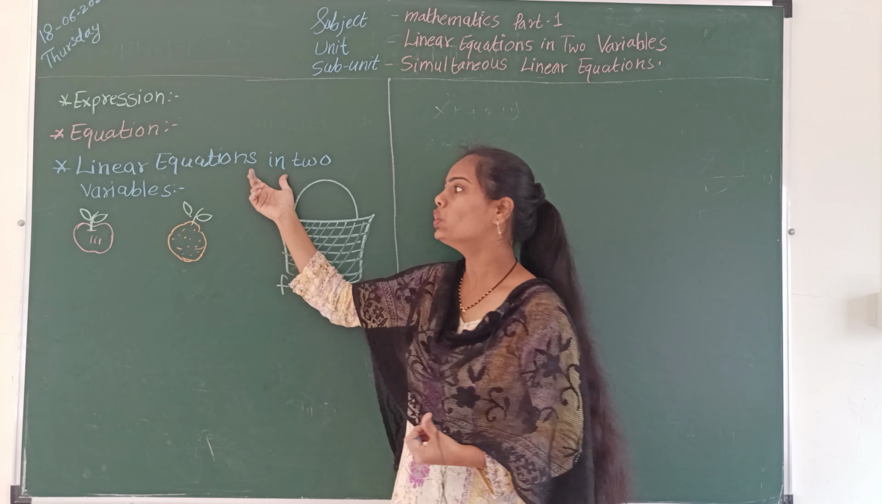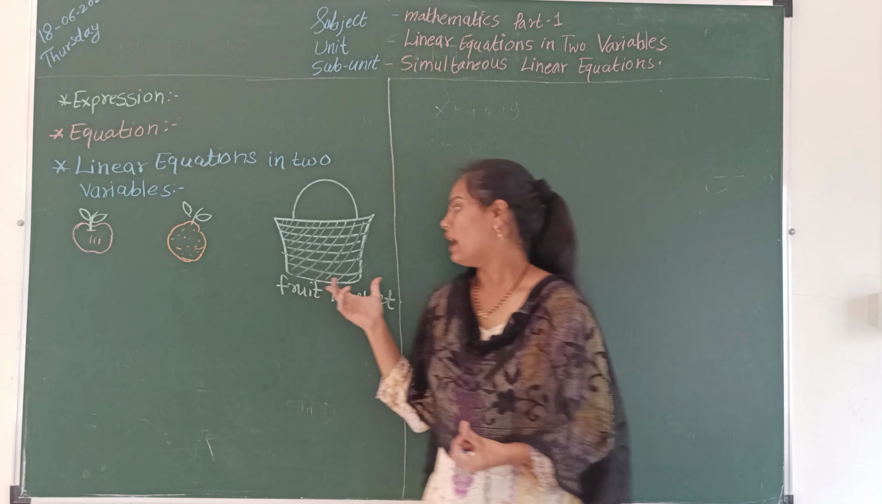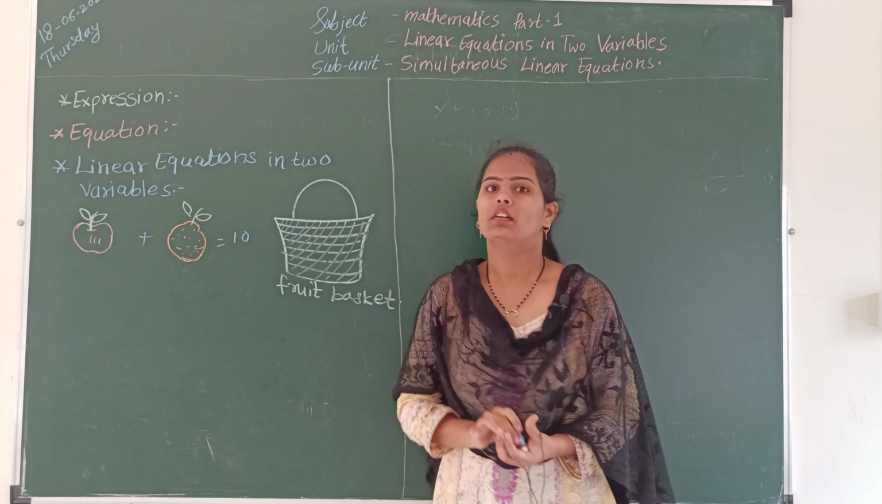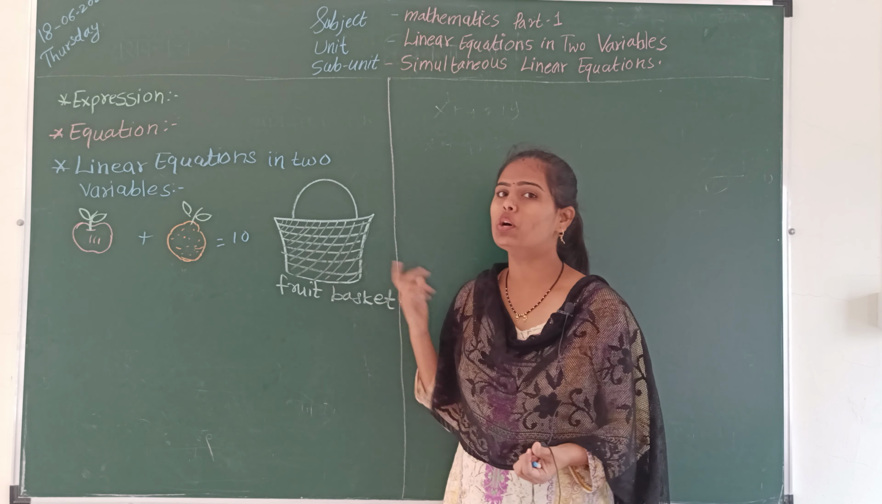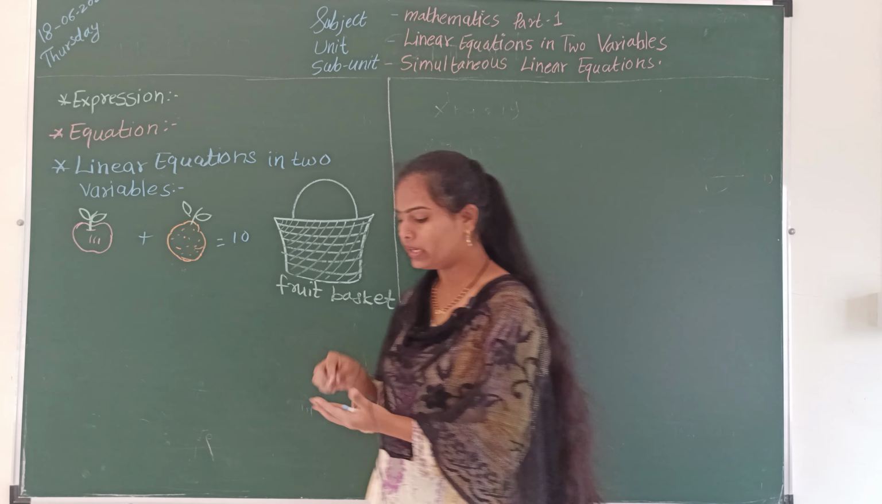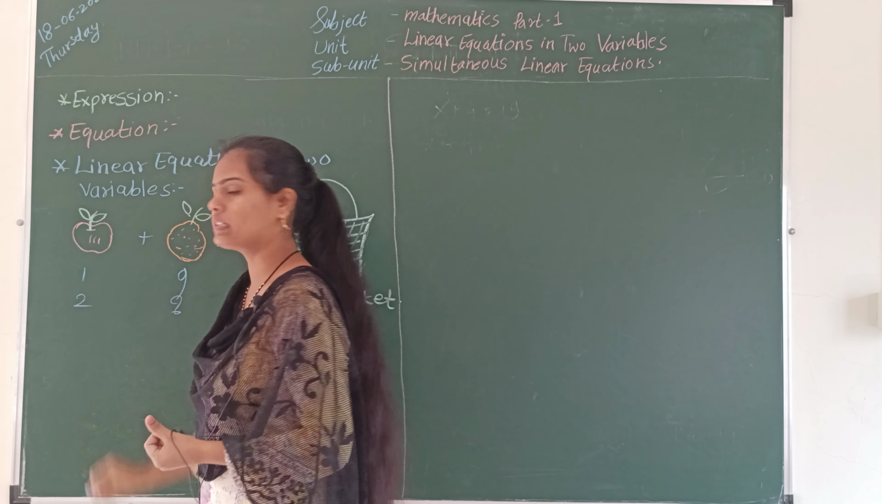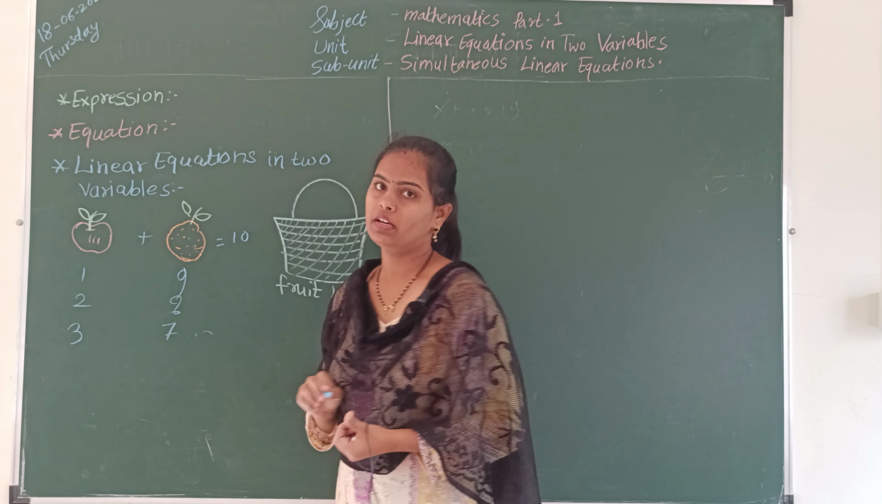Now linear equation in two variables. Let's start with a puzzle. Suppose I have this fruit basket. In this fruit basket there are some apples and oranges. The total number of apples and oranges is 10. Can you tell me how many apples and how many oranges are in this basket? It's not possible, right? Because it could be 1 apple, 9 oranges, 2 apples, 8 oranges, or 3 apples and 7 oranges, and so on.